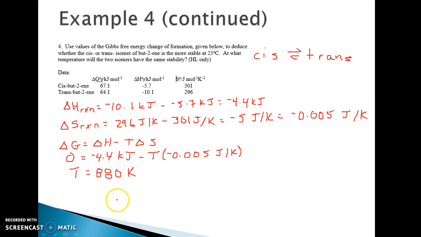All right, so coming back to looking at the work and how to do this problem, hopefully you were able to do the delta H and delta S part of things, since you're just doing products minus reactants. And then when you get to solving for delta G, you're going to use the delta H from here and the delta S from here, and then solve for T, because the point at which these two things will be equally stable is when delta G equals 0, because that's the point where delta G isn't negative or positive, so it's not more spontaneous in one direction than another. And when you solve for temperature, you get 880 Kelvin. So at 880 Kelvin, the cis and trans isomers will have the same stability.